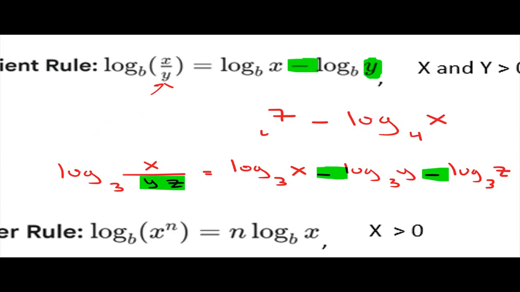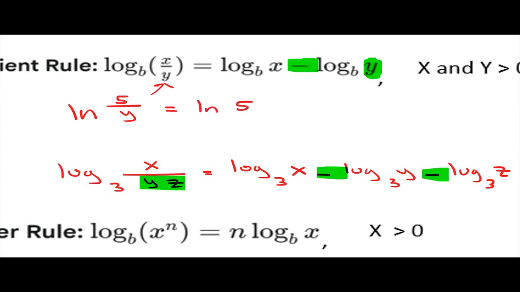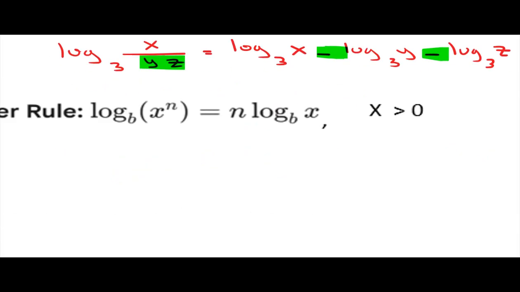And I'll give you an example right now with a natural log. Let's say we have natural log 5 over y. If we were to expand this, it would be natural log 5 minus natural log y. So the natural log is negative because the y is in the denominator. Okay? So just remember, if this value is in the numerator, the log should be positive. If this value is in the denominator, the log should be negative, right? Or natural log.